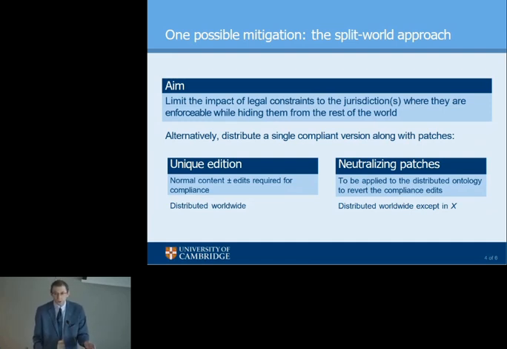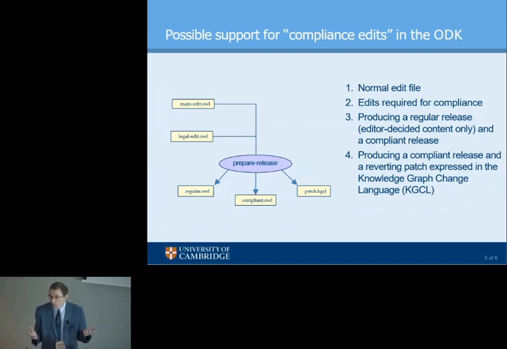So those are two methods that could easily be supported by the Ontology Development Kit, and this is how it could possibly work. Editors maintain their ontology normally, taking whatever editorial decisions they need and writing them in the main source file. Whenever they are required to make a change for legal reasons, they do so in a separate component, so that at least legally required changes are always easily distinguishable from normal changes.